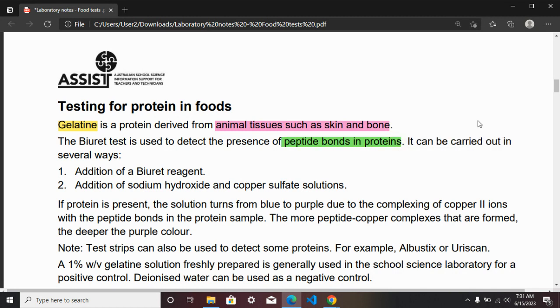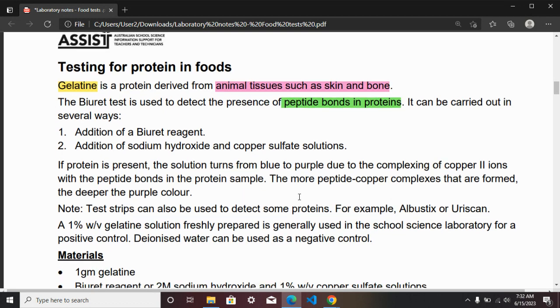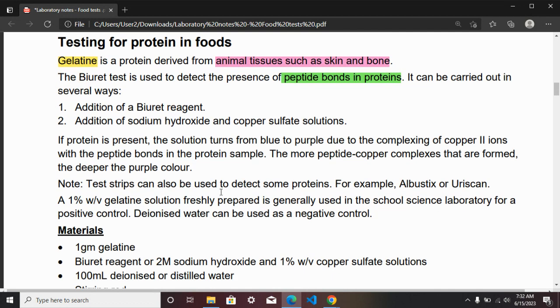So if the test becomes positive, we give the conclusion that there is the presence of proteins because we found the peptide bonds there. Remember that in proteins we have peptide bonds. So it can be carried out in several ways. We can use addition of Biuret reagent or addition of sodium hydroxide and copper sulfate solutions to the solution that we are testing if gelatin or proteins are present.